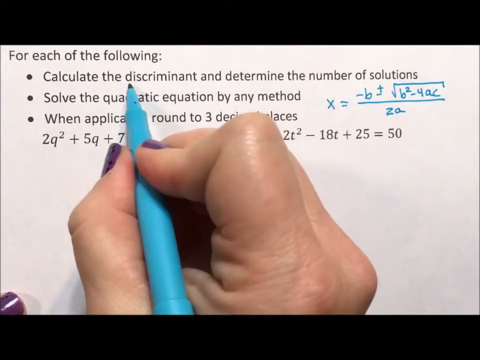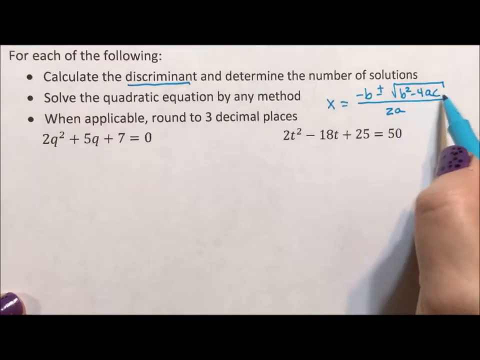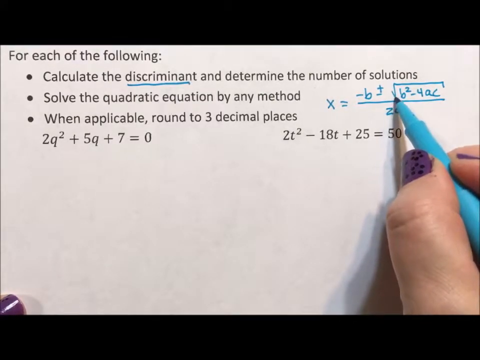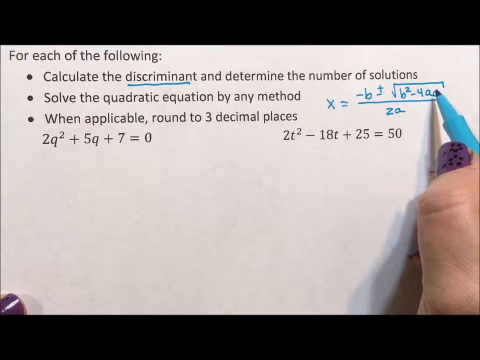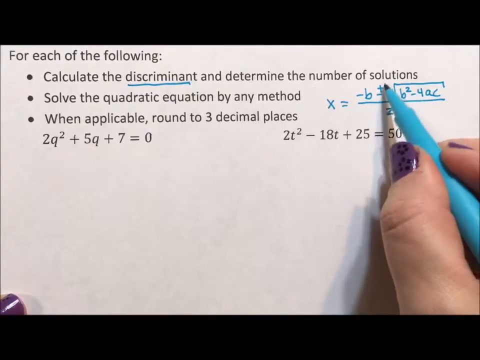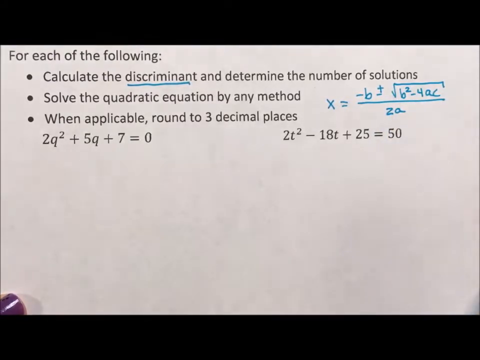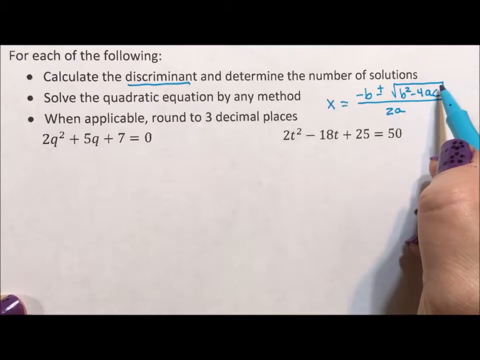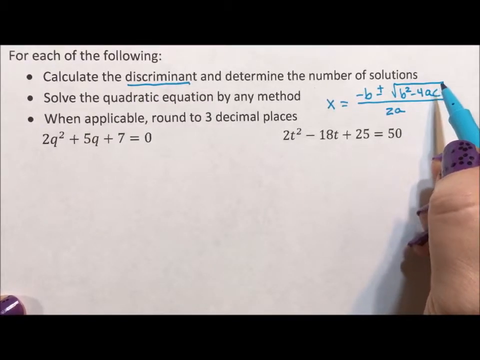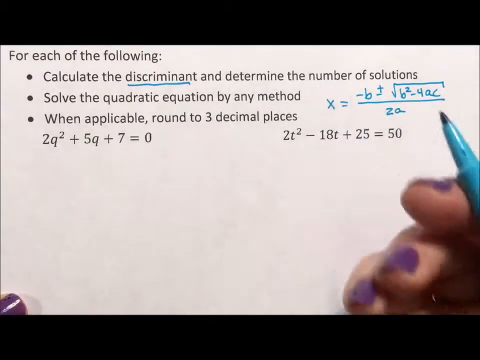Now the discriminant is this b squared minus 4ac. That's because it's under a square root. If it's positive, you have two real solutions. If it's 0, you're not adding and subtracting anything, so you have one real solution. And if it's negative, it becomes imaginary. So we are going to start with the discriminant.